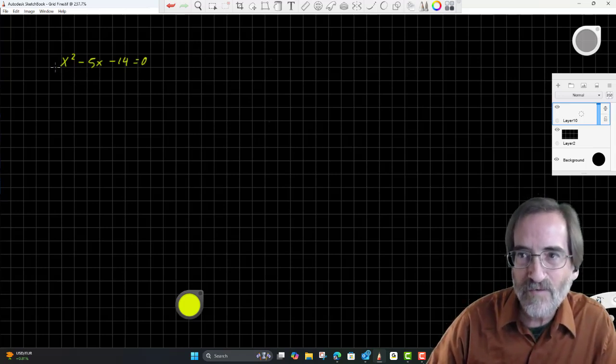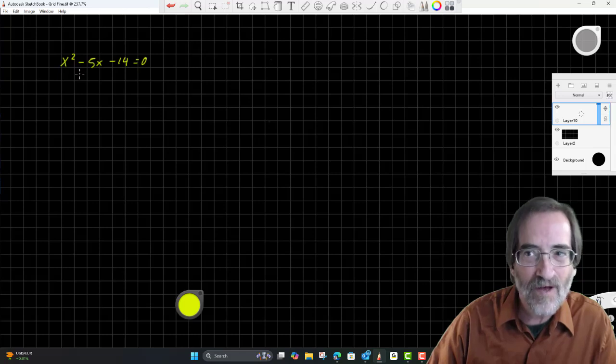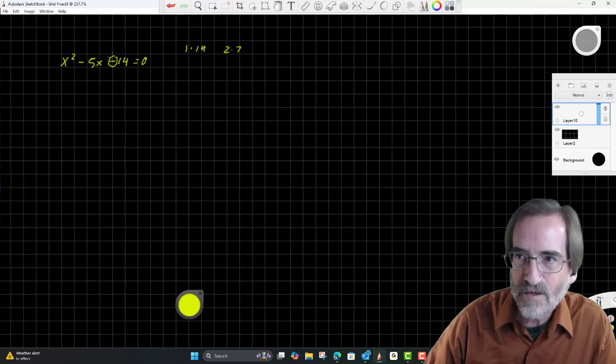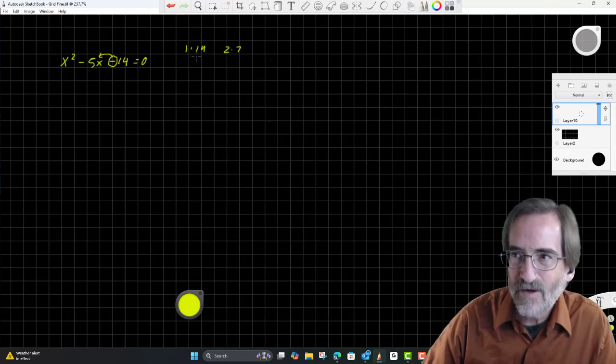Now you'll notice there is no way I can get a common factor out of all of this. There's no number that divides evenly into 1, 5, and 14, so no common factor there. 14 doesn't have an x, so I can't factor out an x. But here's what I do. I list the things that multiply to make 14. 14 is 1 times 14 and 2 times 7. And then I look for a difference of 5. They need to subtract to make 5.